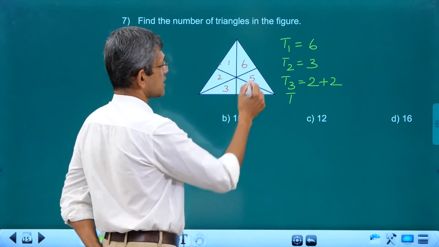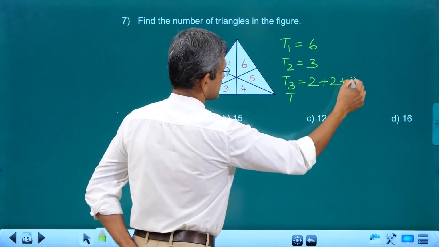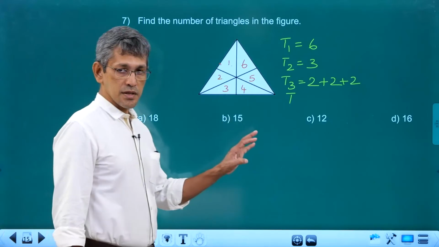Again 3, 4, 5, that's a triangle. 2, 1, 6, another triangle. So we have 2 more. And 3 pieces together.